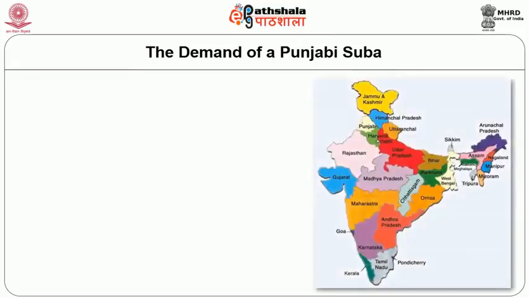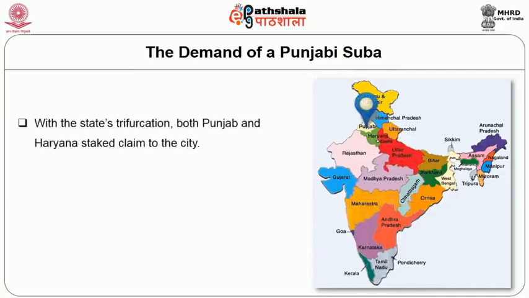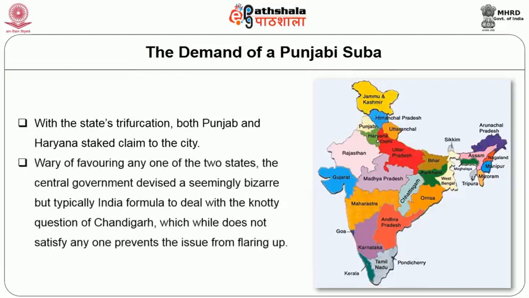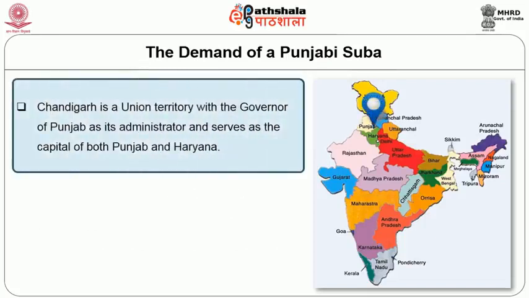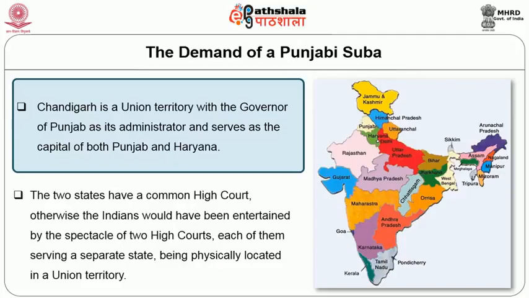However, this did not resolve all the issues. The new city of Chandigarh was created in the 1950s to serve as the capital of the undivided state of Punjab. With the state's trifurcation, both Punjab and Haryana claimed the city. So, wary of favoring either of the two states, the central government devised a seemingly bizarre but typically Indian formula to deal with the question of Chandigarh, which, while it does not satisfy anyone, prevents the issue from flaring up. Chandigarh is a union territory with the governor of Punjab as its administrator and serves as the capital of both Punjab and Haryana.